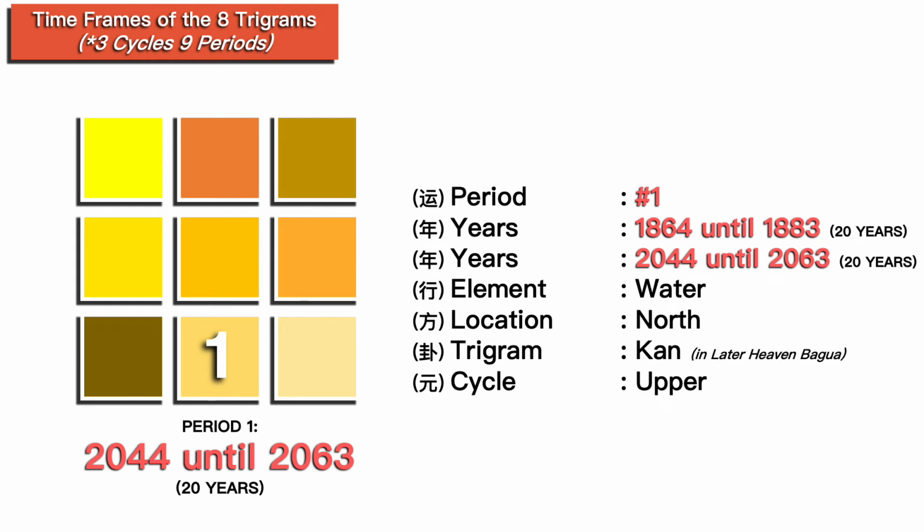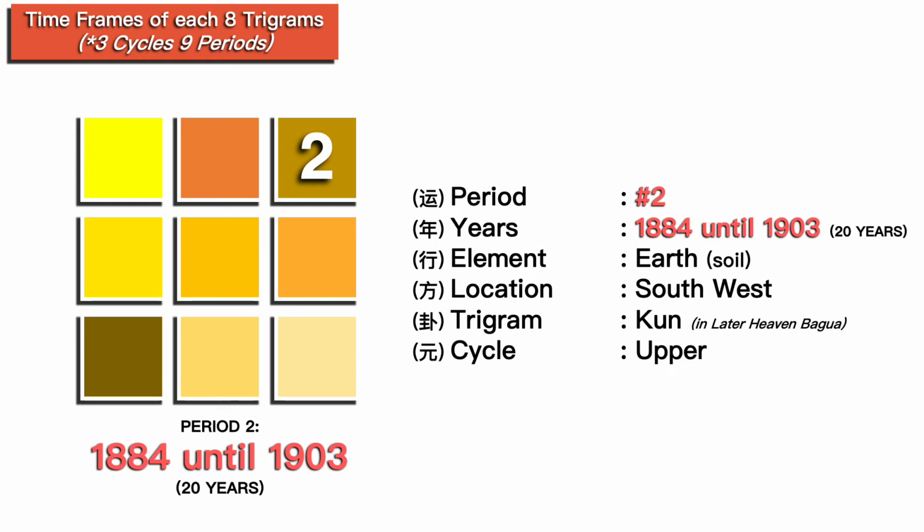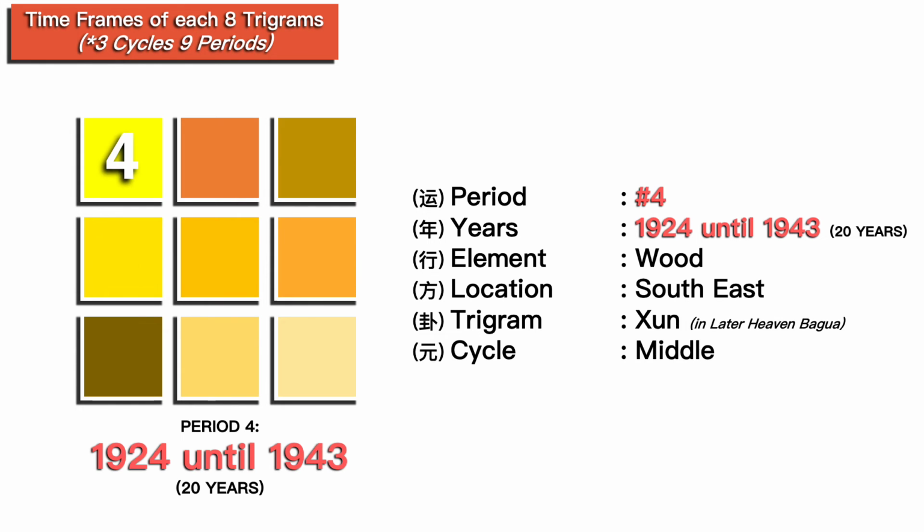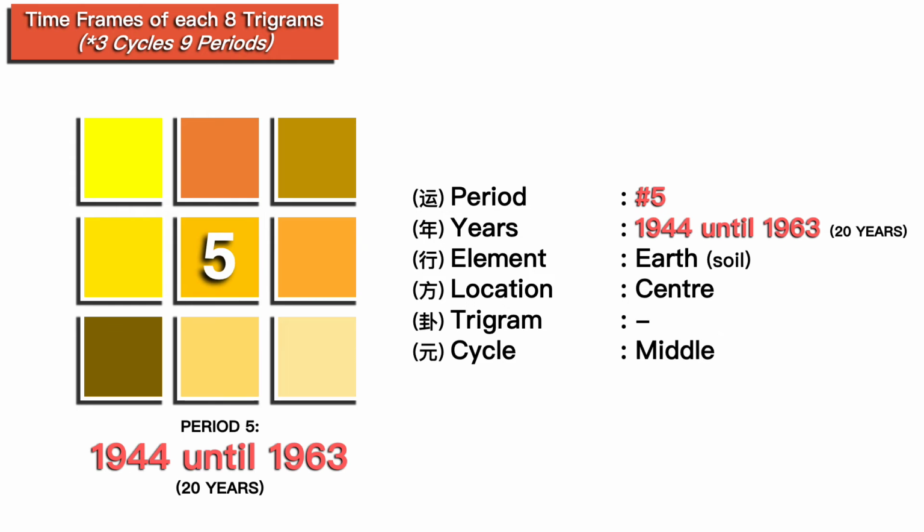Previously, the last period 1 was 1864 until year 1883. Period number 2 is from the year of 1884 until year 1903. Period 3 are the years of 1904 until 1923. Period 4 are the years of 1924 until 1943. And as for period 5 are the years of 1944 until 1963.